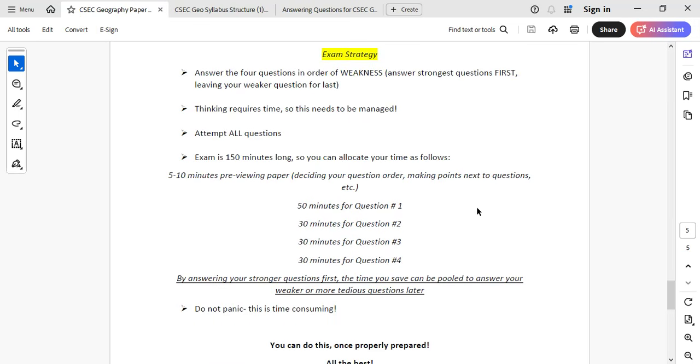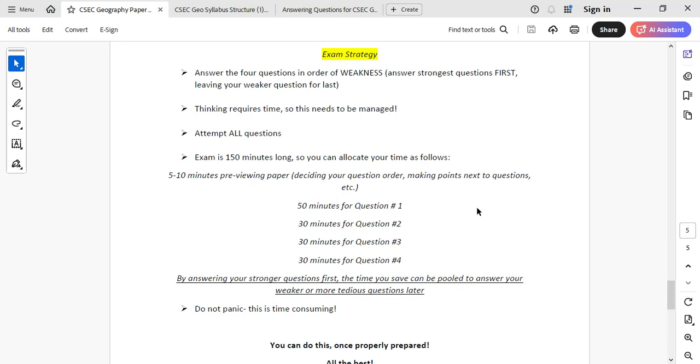Right? And the final tips with your strategy. Answer the 4 questions in order of strength. Answer your strongest questions first and go down the line. And I use the word weakness very loosely. It's whichever one might be tedious, whichever one you might have some thinking to do. And that's why my second point there.